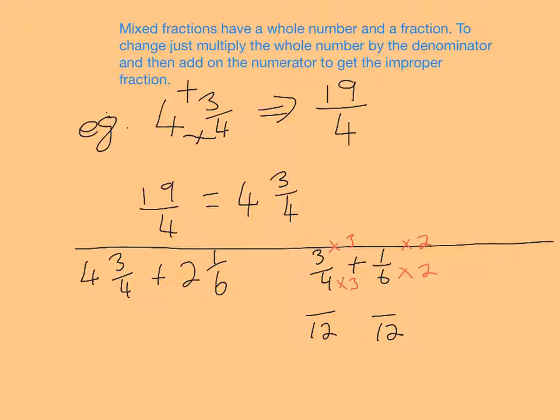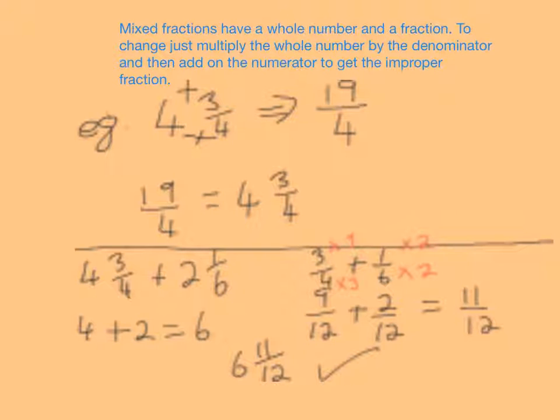So then when I want to get my answer, 3 by 3 is 9 on the top here, 2 by 1 is 2, plus in the middle, 9 plus 2 is 11 over 12, and then we have to consider as well, we added 4 plus 2, the whole numbers over here, which is 6. So the answer then in total is 6 and 11 over 12. So that's how you do addition of two mixed numbers together.